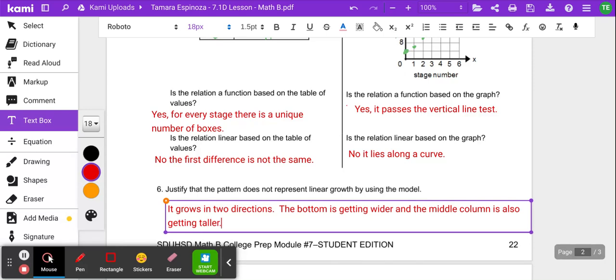Okay, remember if you're not keeping up, you can always hit pause and catch up. Okay, we are moving on to the next page.